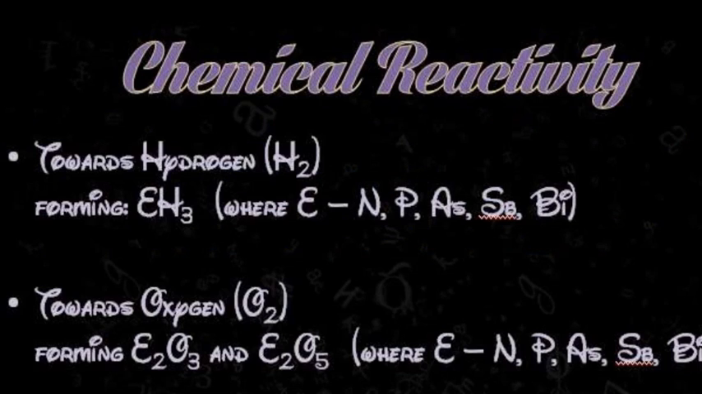Chemical reactivity. Nitrogen family elements may combine with hydrogen, with oxygen, with halogens, with metals. When they react with hydrogen, they form hydrides of the nature EH3. They react with oxygen, they form oxides of E2O3 and E2O5.